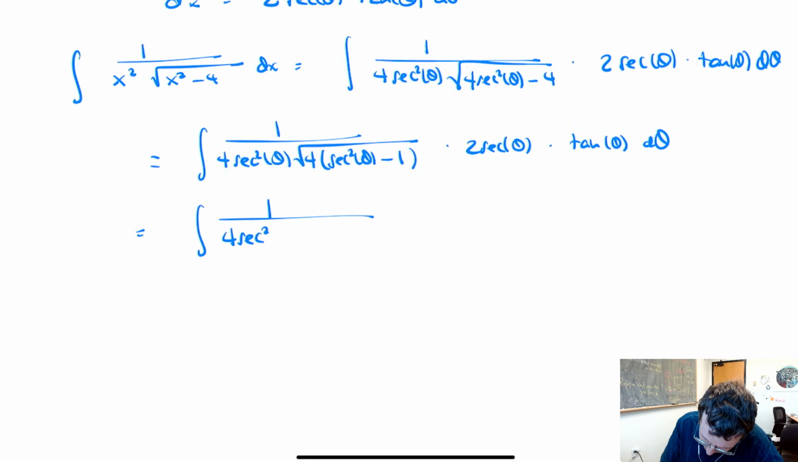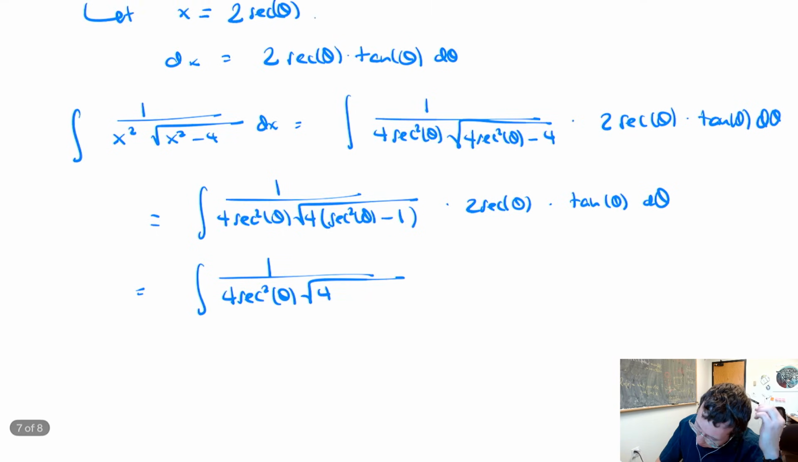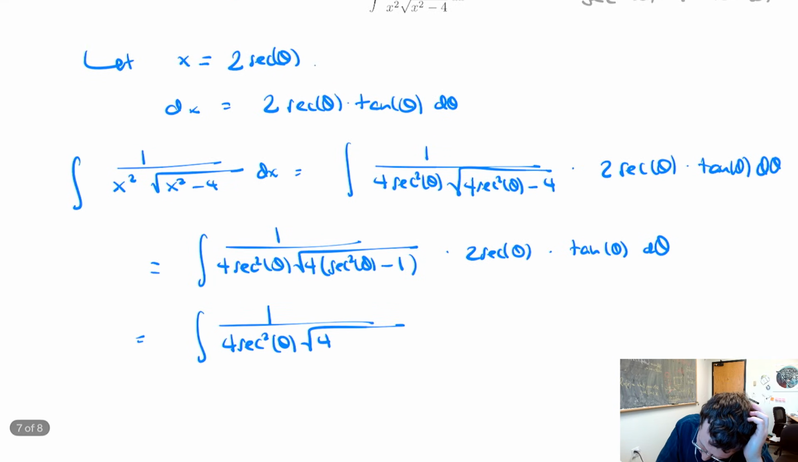There's a lot of writing here, but I'm making sure to carefully copy everything every time so that I don't make any mistakes. Oops, that's a 4, not a 2. I'm anticipating what's going to happen when I take the square root, but the secant squared theta minus 1 is tangent squared theta.